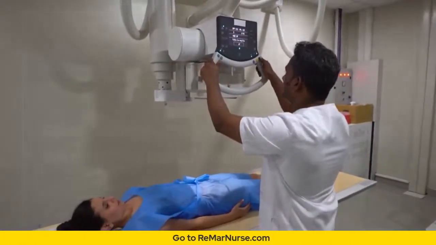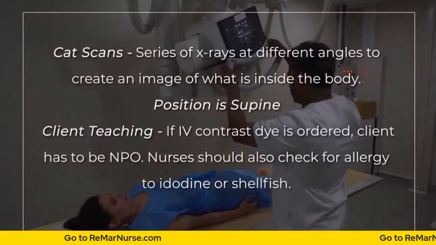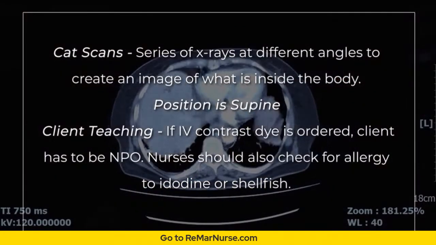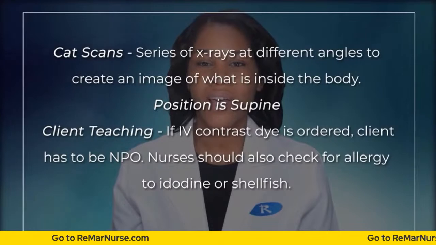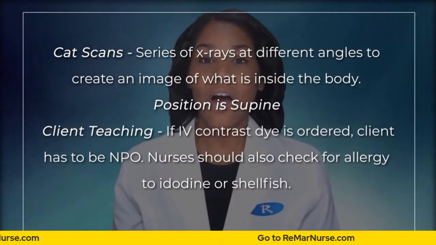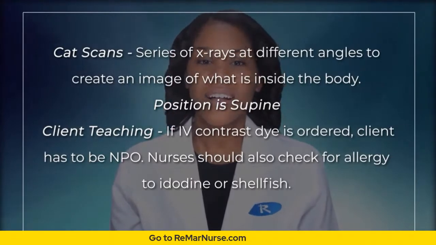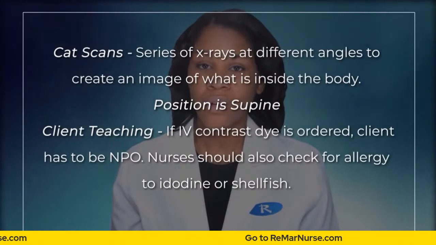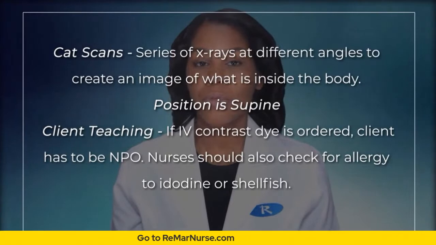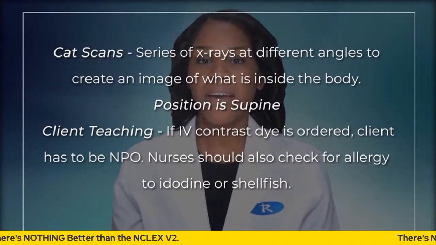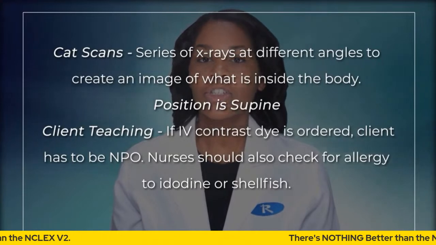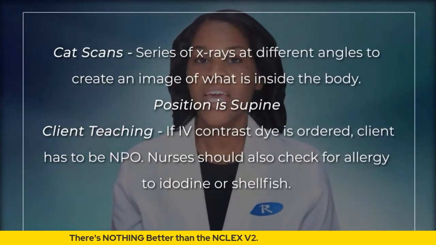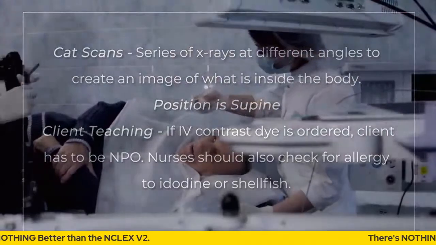CAT scans are actually a series of x-rays at different angles that are used to create an image of what's inside of the body. The position is also supine, but you know what? With CAT scans, clients are able to actually talk. Our client teaching is that if an IV contrast dye is ordered, the client has to be NPO before the exam. Also, if the IV contrast dye is ordered, nurses should check that client for an allergy to iodine or shellfish. If no IV contrast is ordered, then clients are able to eat.